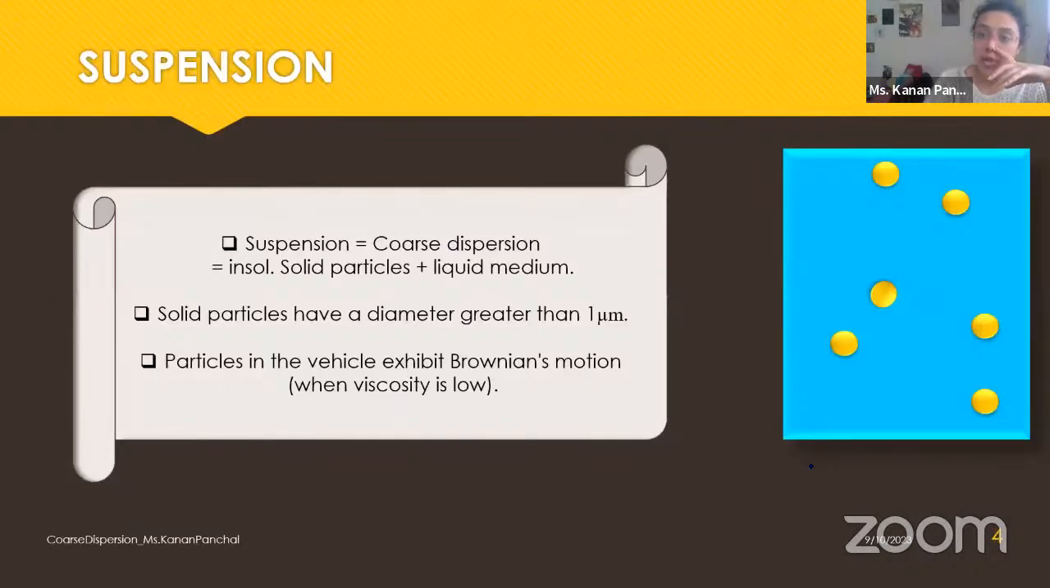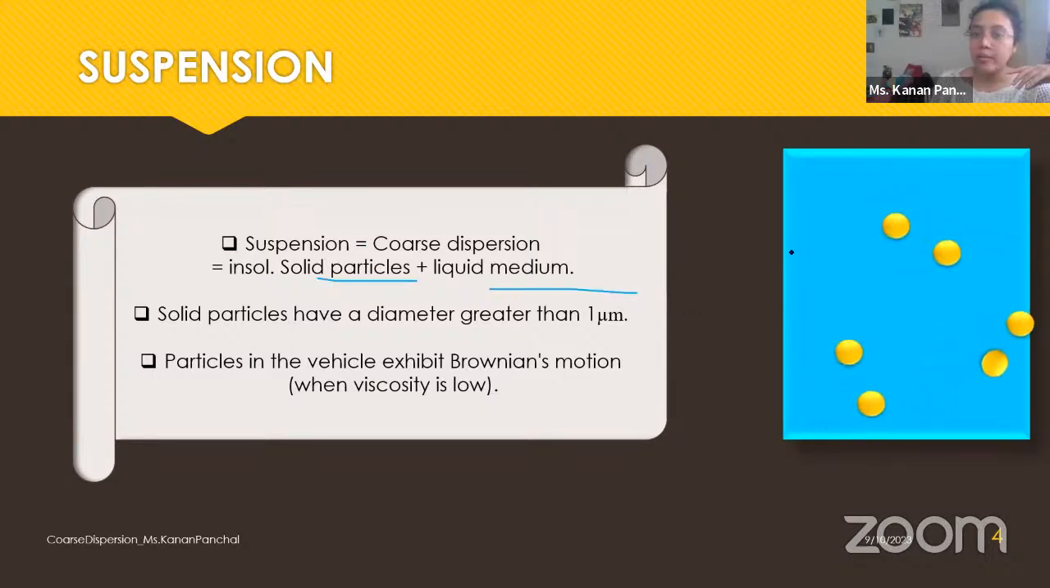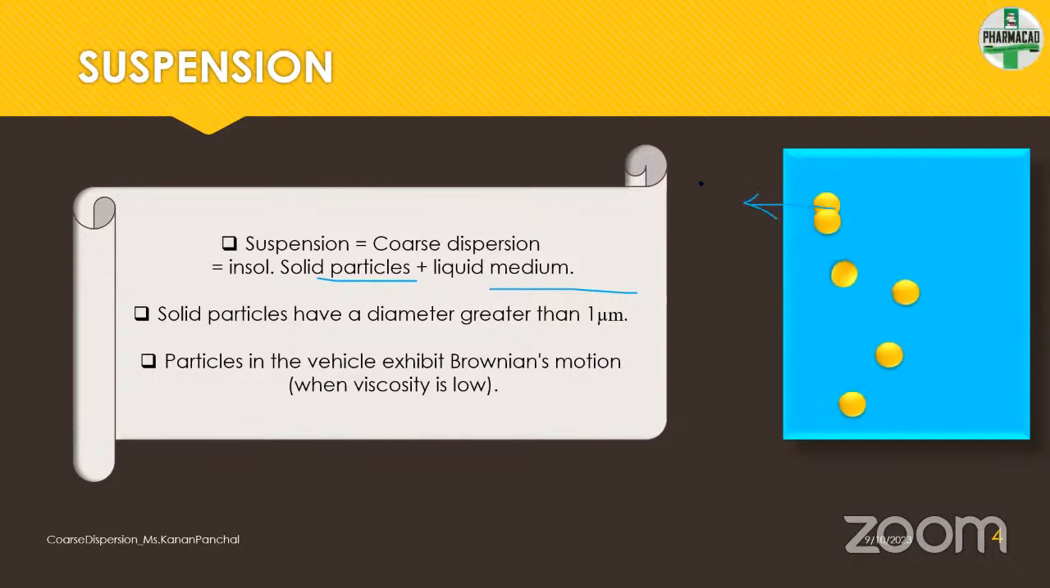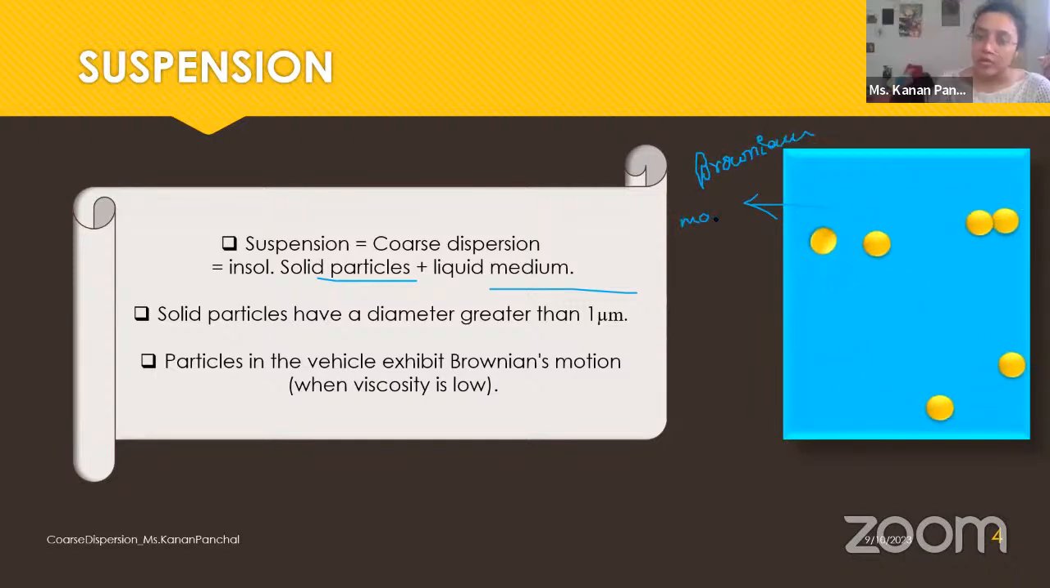So coming to suspensions, suspensions are nothing but solid particles dispersed in liquid media. And this is how they behave internally. What are they undergoing? What is happening here? Brownian motion. Very good. They are undergoing Brownian motion. All right. And these have a diameter greater than 1 micron, hence coarse dispersion.